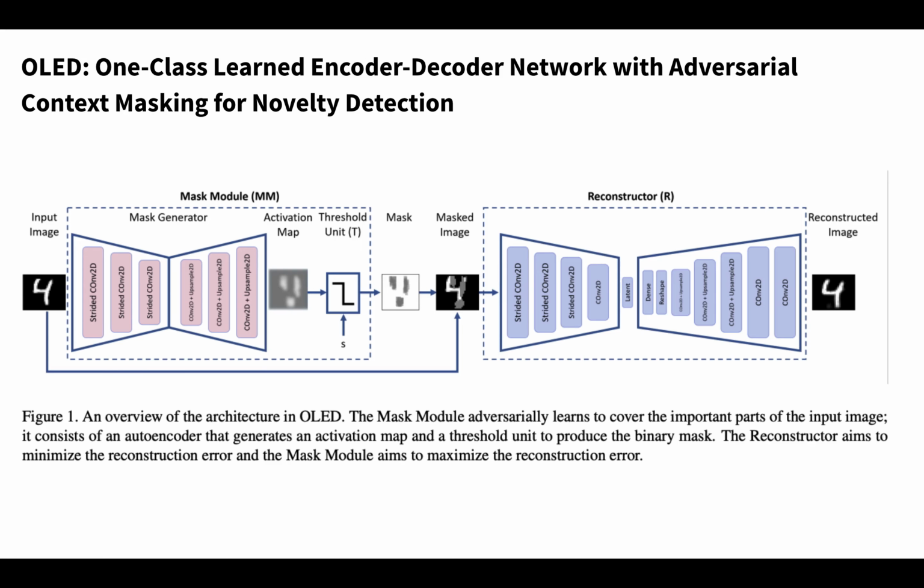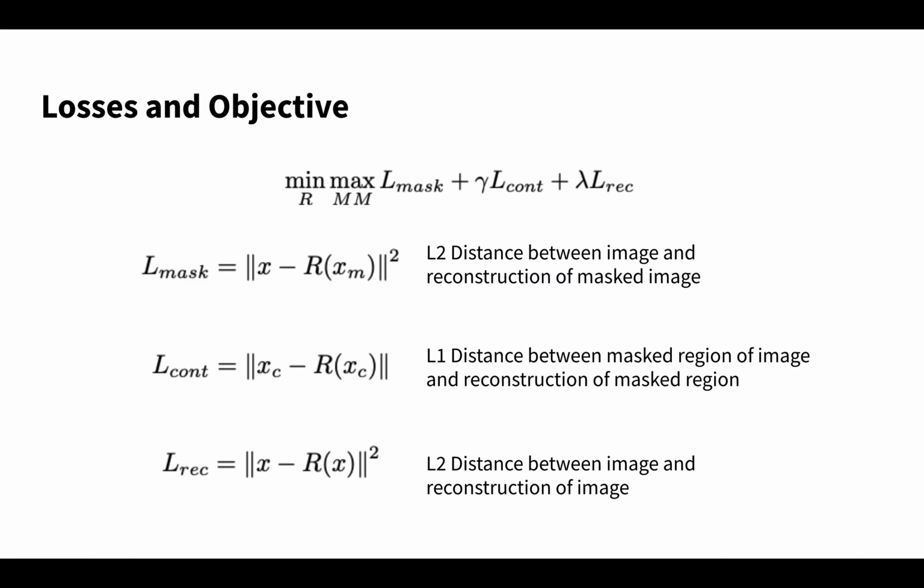Inspired by the drawbacks faced by these previous approaches, we present OLED. OLED is an adversarial framework consisting of a reconstructor and a mask module. The reconstructor aims to reconstruct images that have been masked by the mask module. In this way, the reconstructor is minimizing a reconstruction error that the mask module is maximizing. The objective contains three components, each of which is a unique reconstruction error. At inference time, each of these components can also be used as an anomaly score.